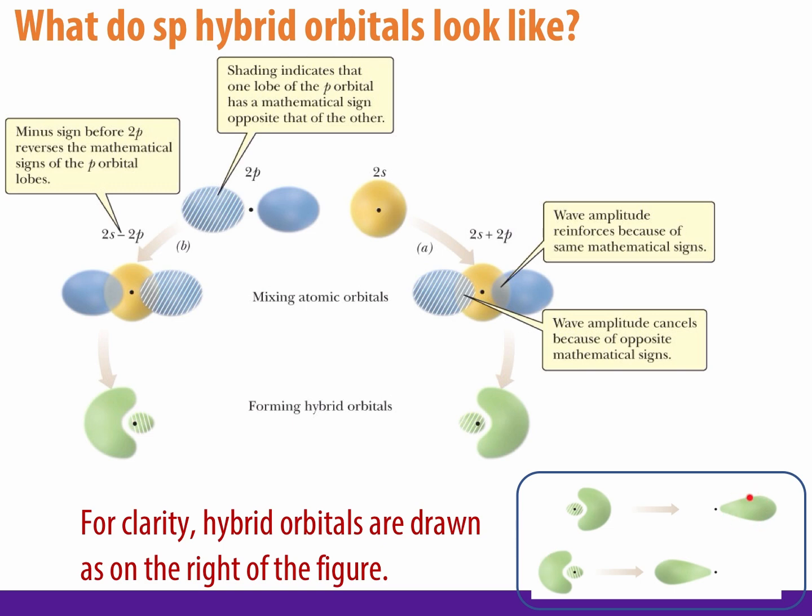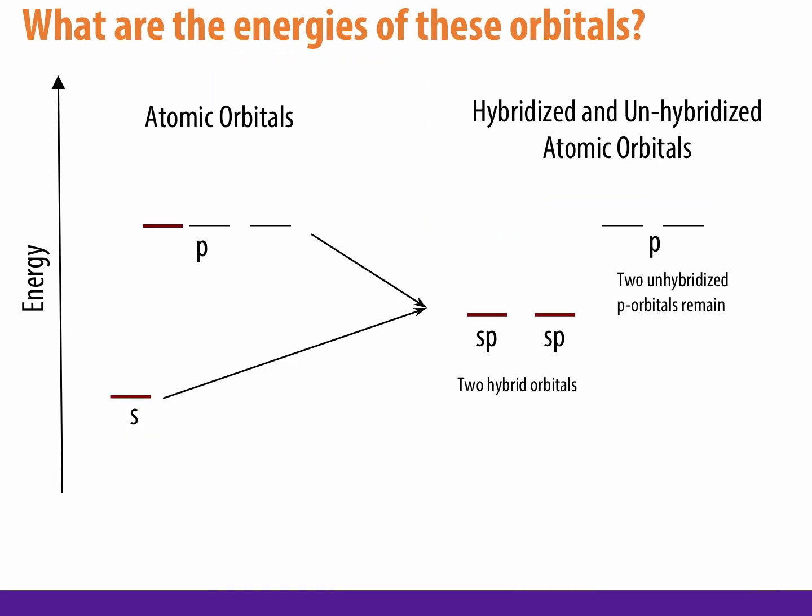We generally simplify this just to show the single bigger lobe of the hybrid orbital, but that's what's happening. And what's nice about this is that these are pointed at 180 degrees. So if we formed those sp hybrid orbitals, remember we used up these two orbitals, they're gone. The energy here is just the average because we mixed one s and one p. The energy comes out in the middle, and there are two unhybridized p orbitals left on each atom that are just sitting there that we could use for something else.